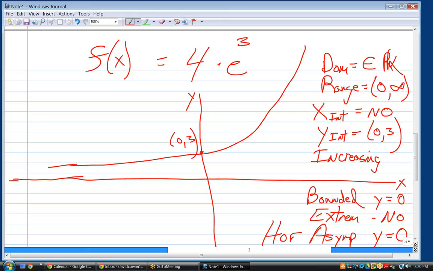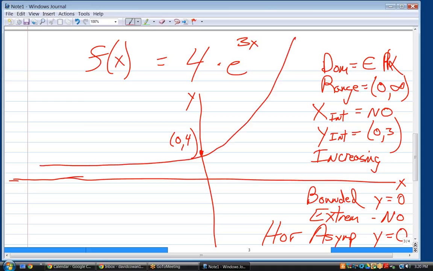Is that your 47? Yeah. Okay, let's graph it. What point does it go through when x is 0? It goes to 4. Yeah, (0, 4). And what does it look like? It looks just like every other exponential function.